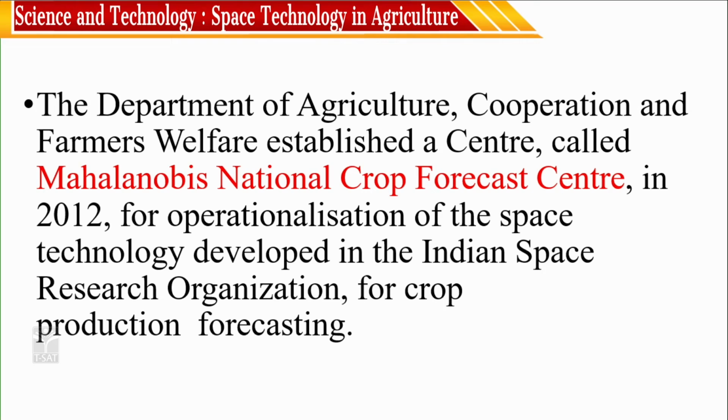The Department of Agriculture, Cooperation and Farm Welfare established a center called Mahalanobis National Crop Forecasting Center in 2012 for operationalization of the space technology developed in the Indian Space Research Organization for crop production forecasting. So, forecasting means to estimate in advance what will be the amount of agricultural product with the help of space technology; this is the main aim of this program.